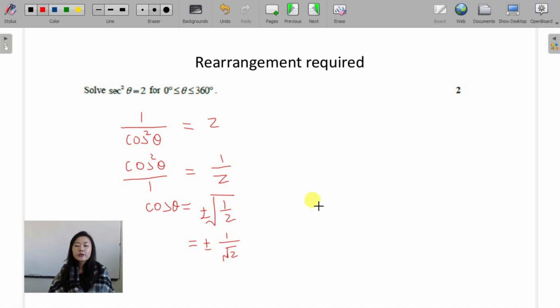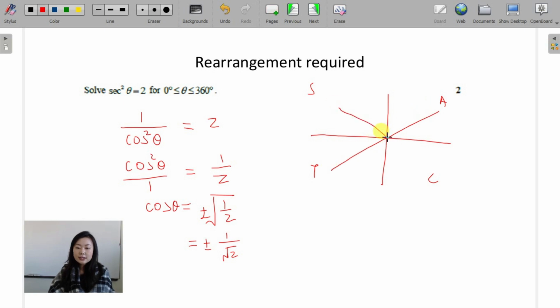Okay, so the fact that it's plus minus, what does that mean? It means we are in all 4 quadrants, right? Because it can be both positive and negative. We're in all 4 quadrants. Okay, so we need to work out all the answers in all quadrants.